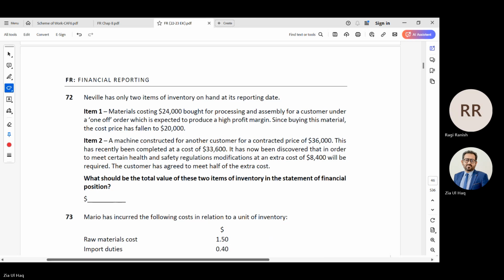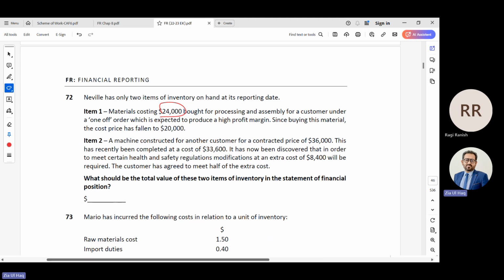Amount. 500, 500, 8,800. This means from this item 1, we will take only the 24,000 because there is no NRV.